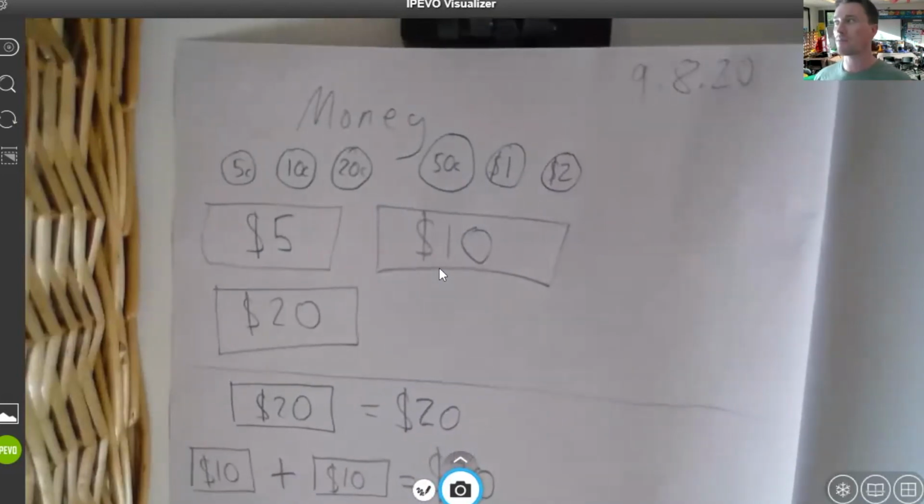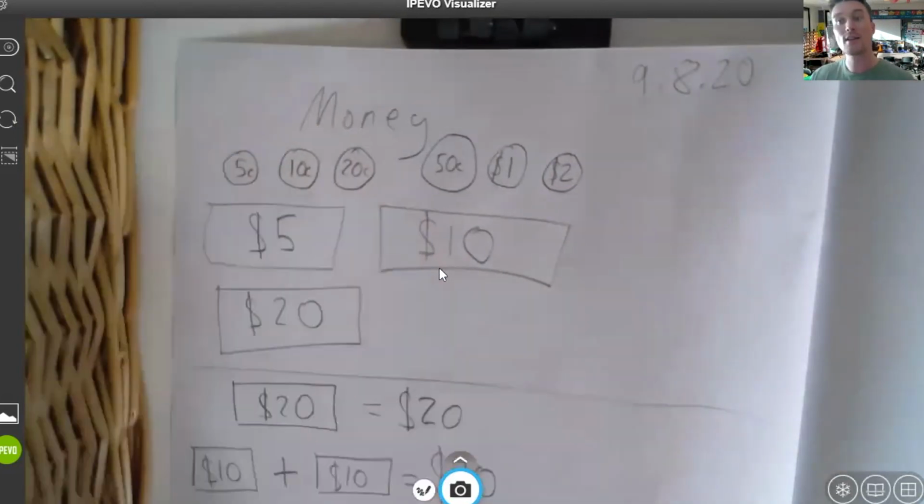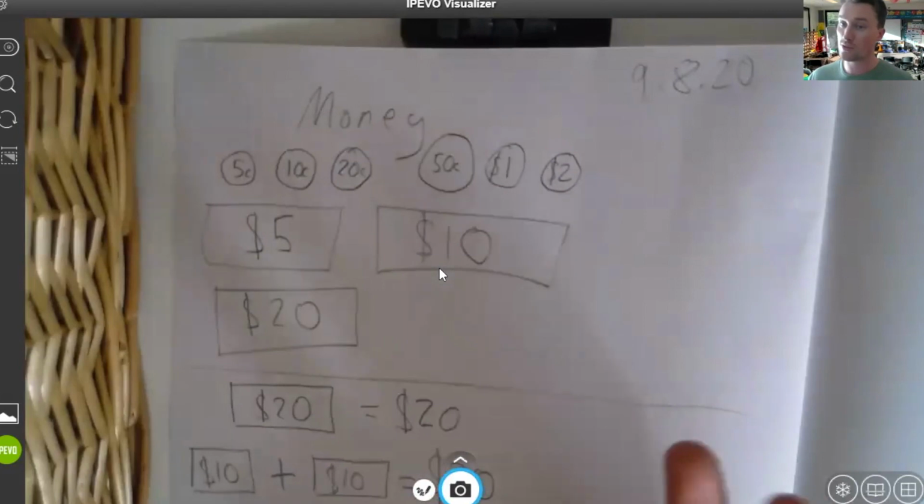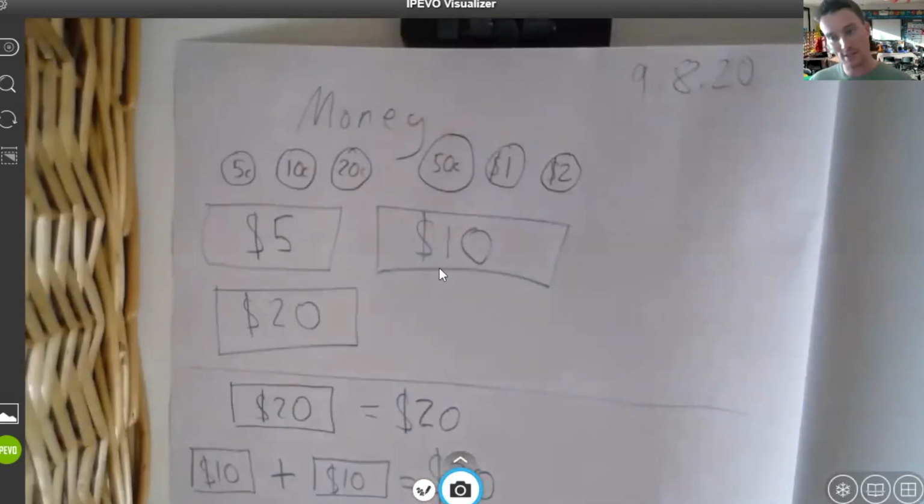Maybe if you're just starting out with money, just try to equal $1. What coins can you use to equal $1? Once you can do that, what coins can you use to equal $2? What coins can you use to equal $5? And so on. Lots of different things you can do when you're learning about money.